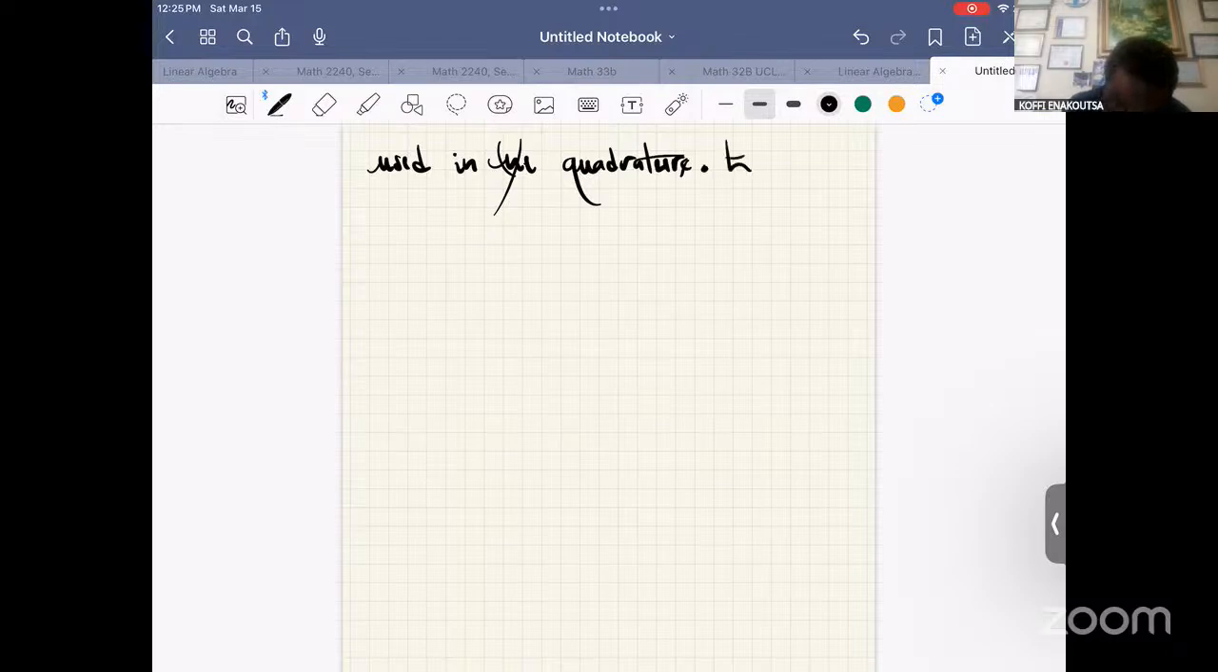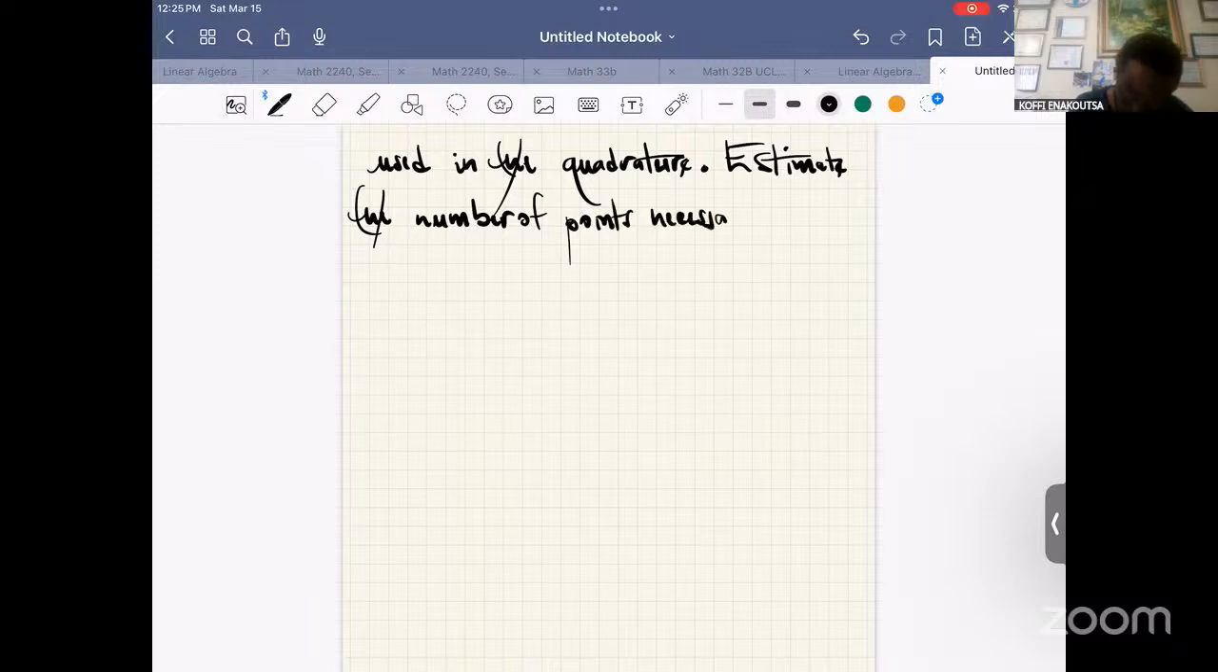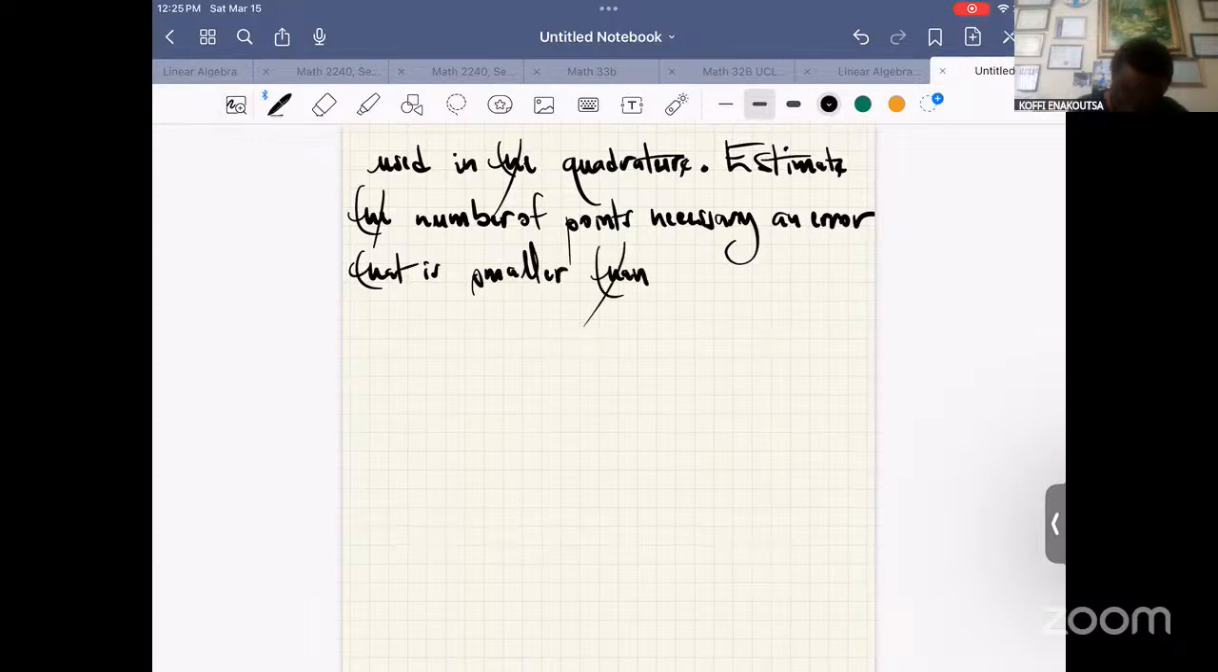And the question is to estimate the number of points necessary to achieve an error that is smaller than some positive number tau.